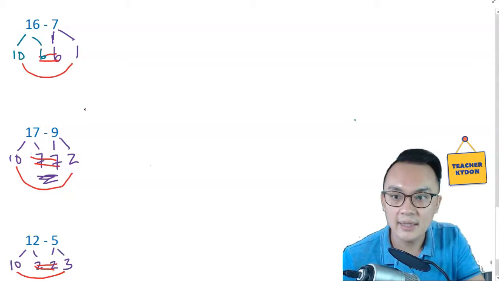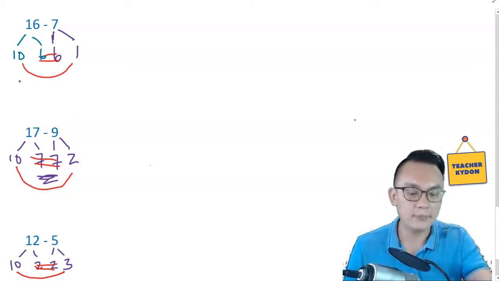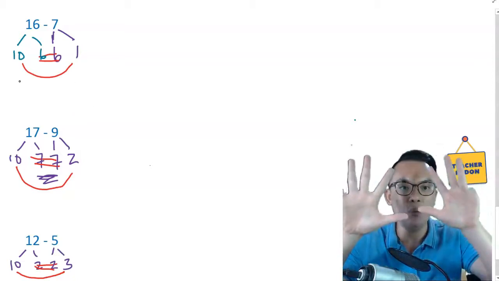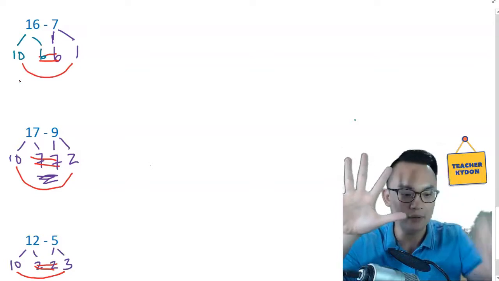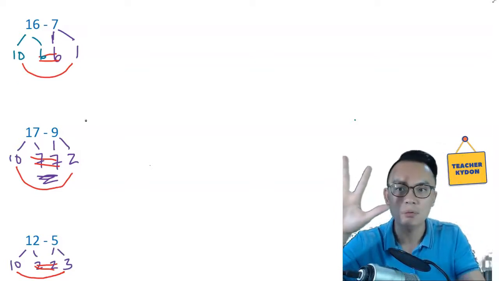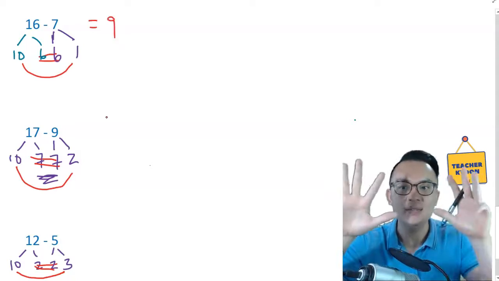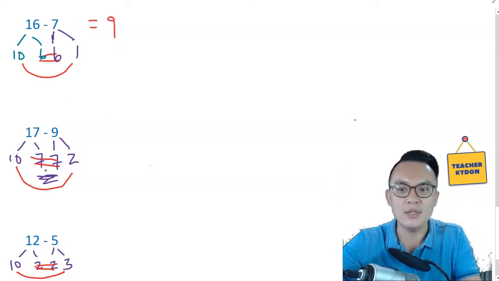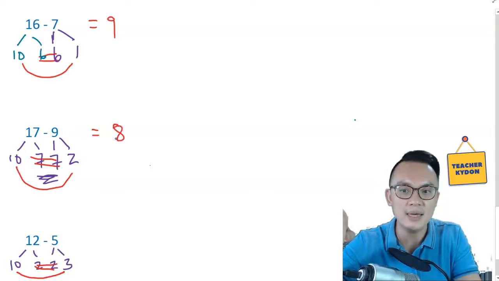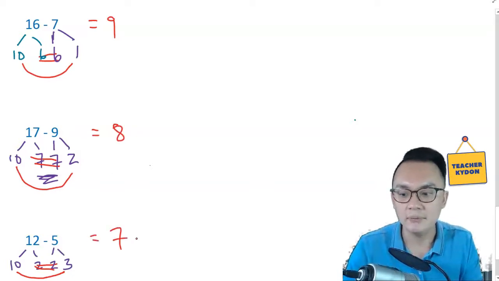So they draw the line here, and then after that they do 10, and then 10 minus 1, I get 9. Okay, so the answer here will be equal to 9. And then 17, this second question, 10 minus 2, then use their fingers and I get 8. And then after that, 10 minus 3, and I get 7.